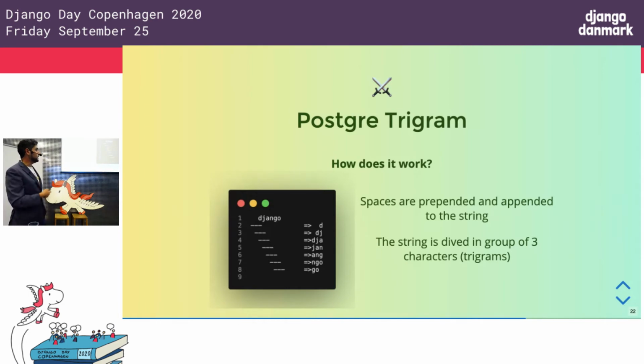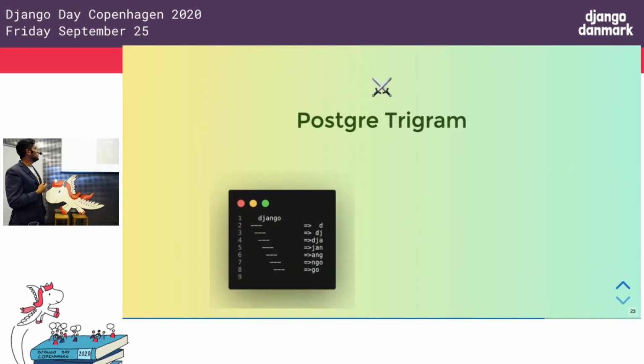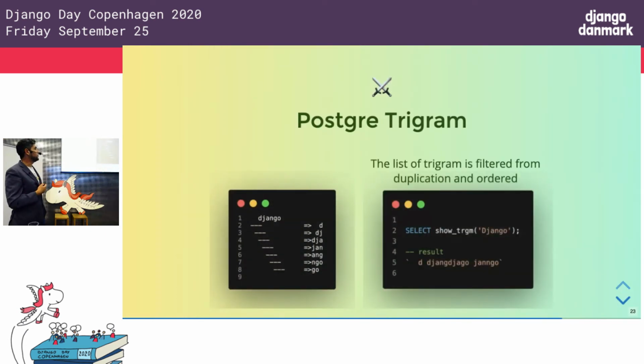At this point, it will order this list and remove duplicates. So what you end up with is what you can see in the slide. It's quite unreadable, but that's the trigram version of the string Django. At this point, Postgres can use it to compare and search, and use the number of trigrams that match between 2 strings to give a distance of the 2 strings.